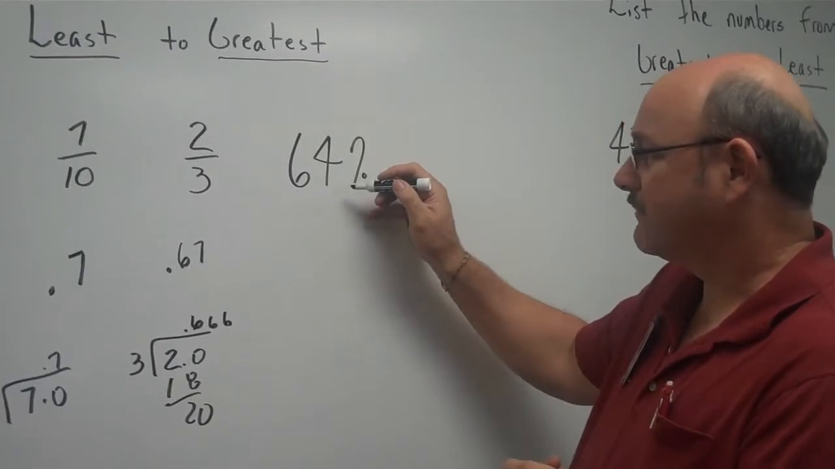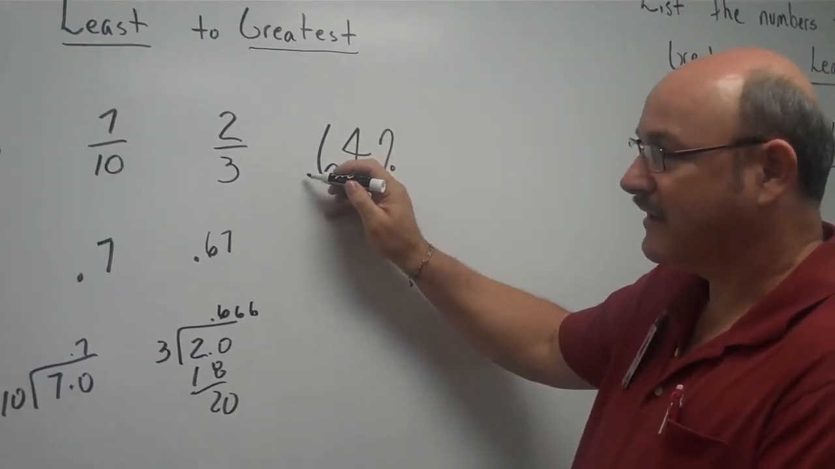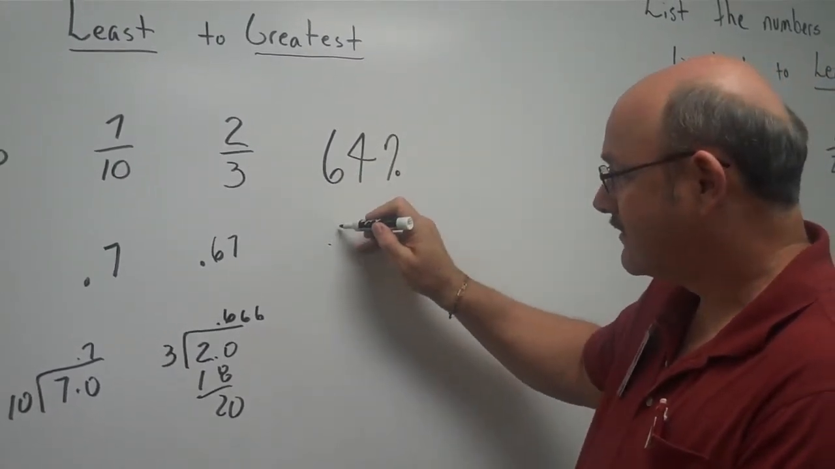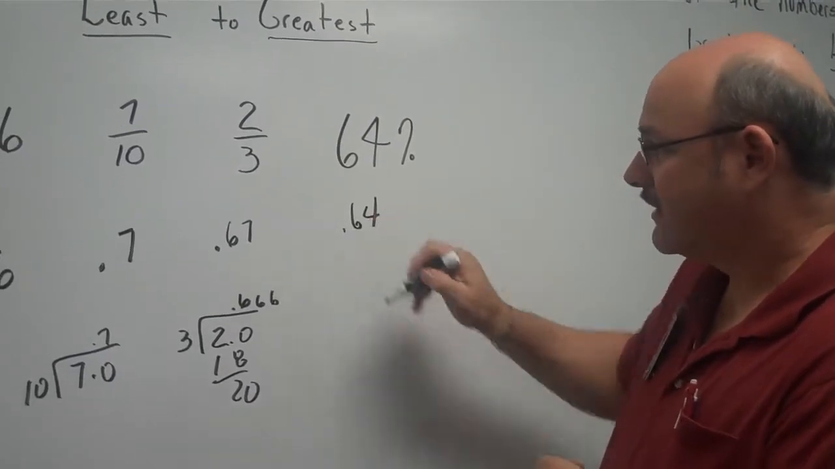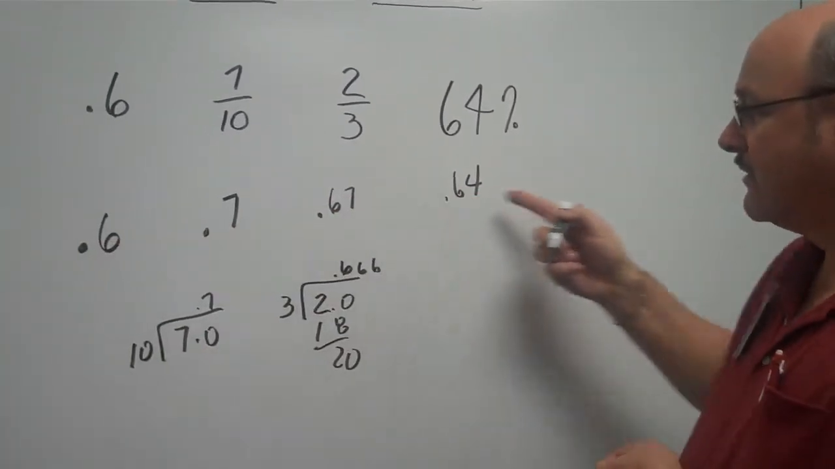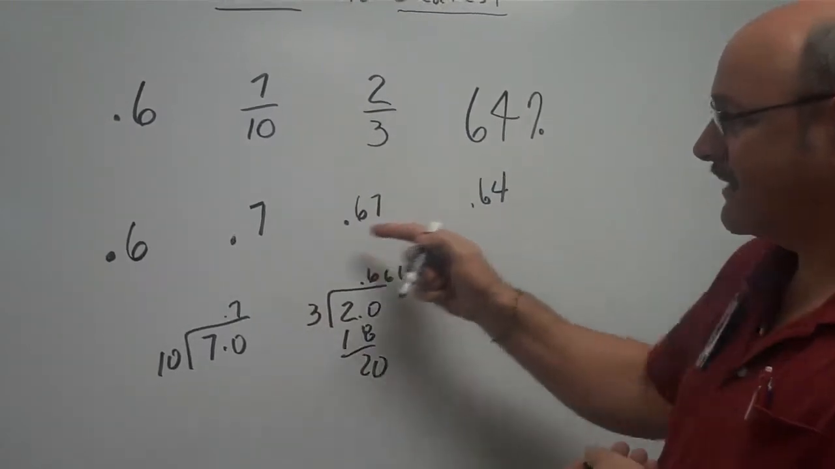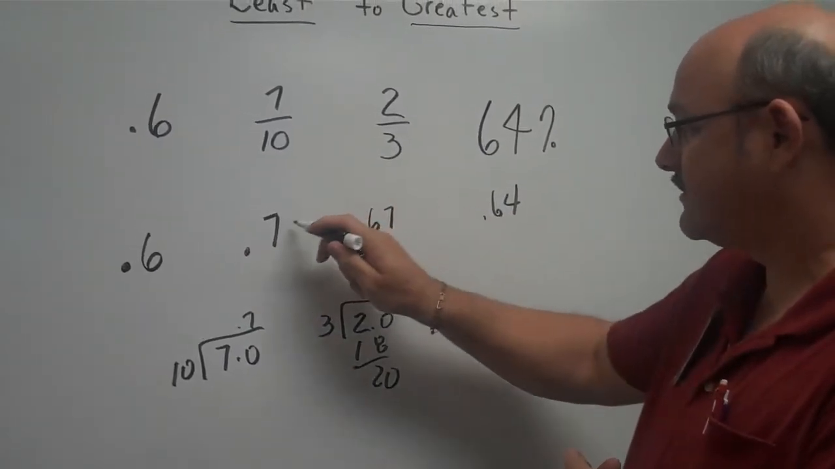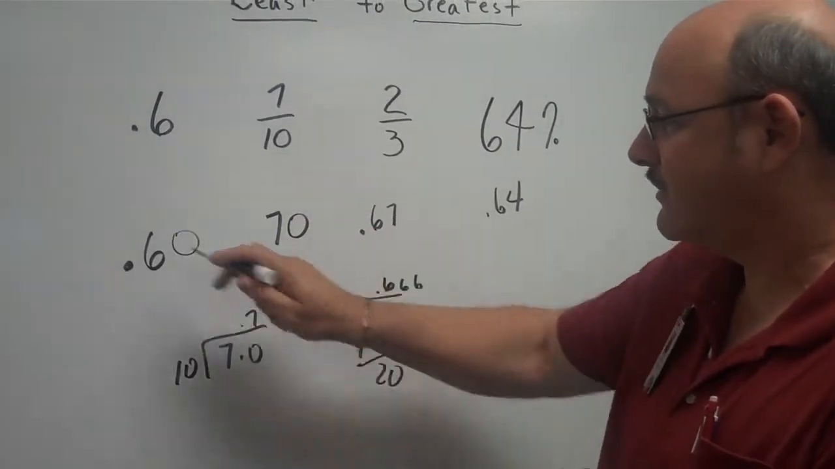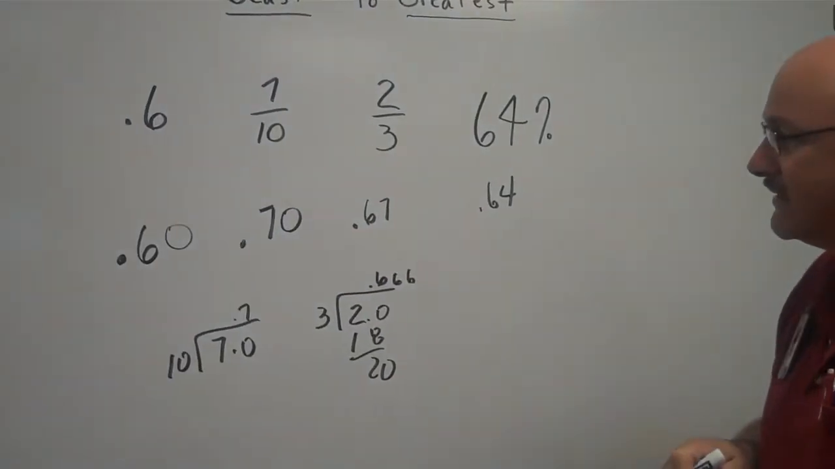64%, a percent to a decimal, is 2 places to the left from our previous lesson, 0.64. Now that they're all decimals, we can compare them and put them in order. I like to make them have the same amount of digits, so if these have 2 digits, I'm going to give these a 0 to have them 2 digits. Makes it very easy now.